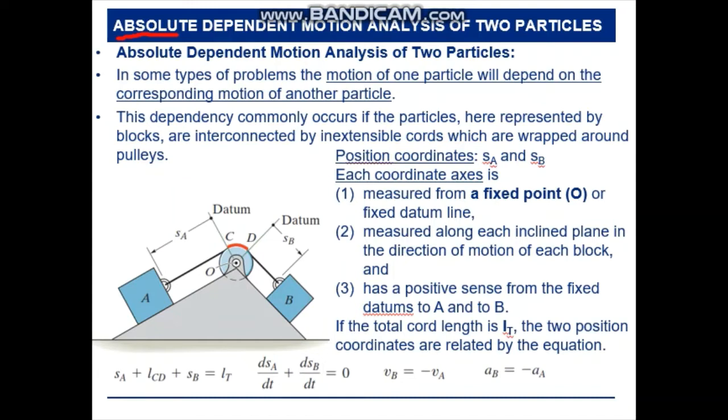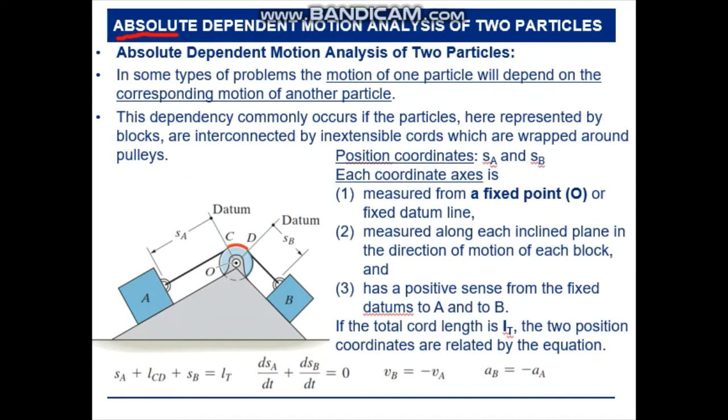Let's define it. In some types of problems, the motion of one particle will depend on the corresponding motion of another particle, like this one, right? We have a pulley system. If we pull the block B down, we will see block A is dependent on B. How much we pull B is how much A is going to be pushed up. So it's dependent, right? So it's absolute dependent motion.